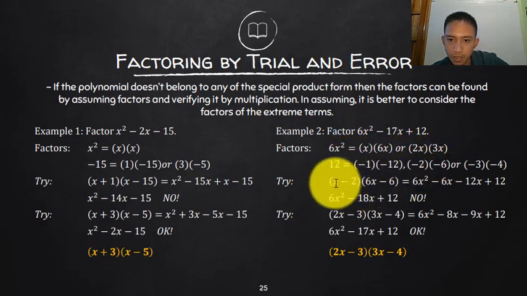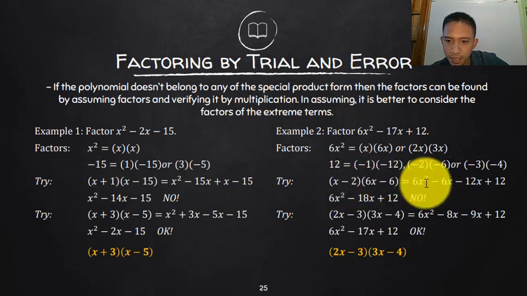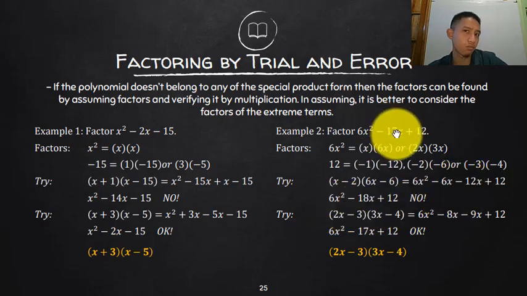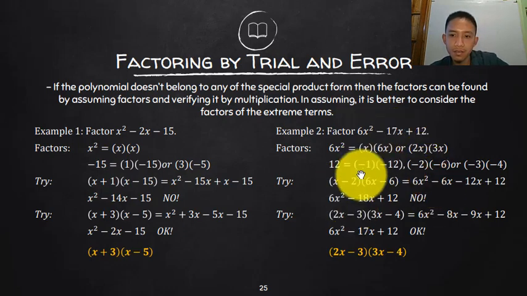Check that one, 6x squared. That will be negative 6x. That will be negative 12x, isn't it? That will be positive 12. So combine, 6x and 12x will be still the same. This will combine as negative 18. Is that negative 18? No. Even if it is close, no, still. So that is not the factor.